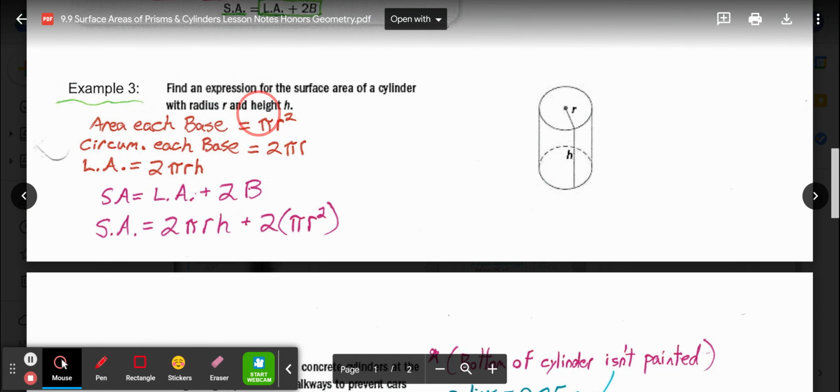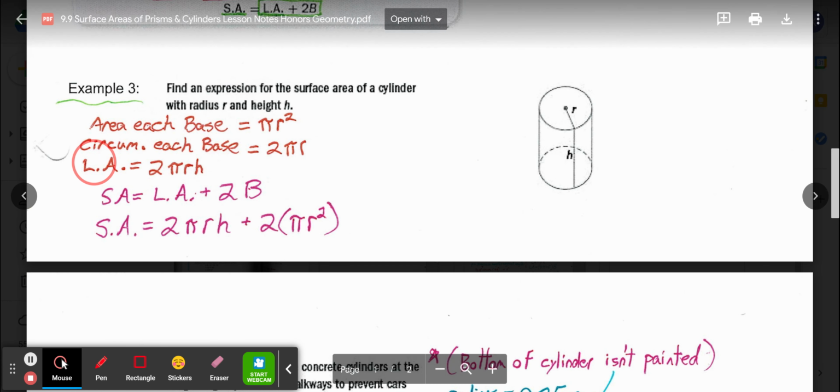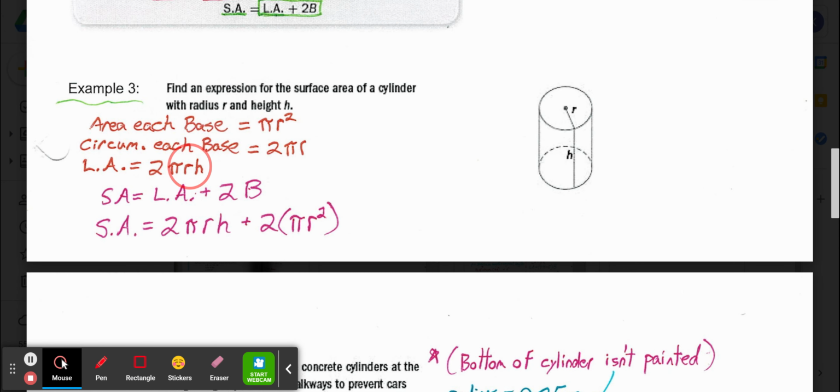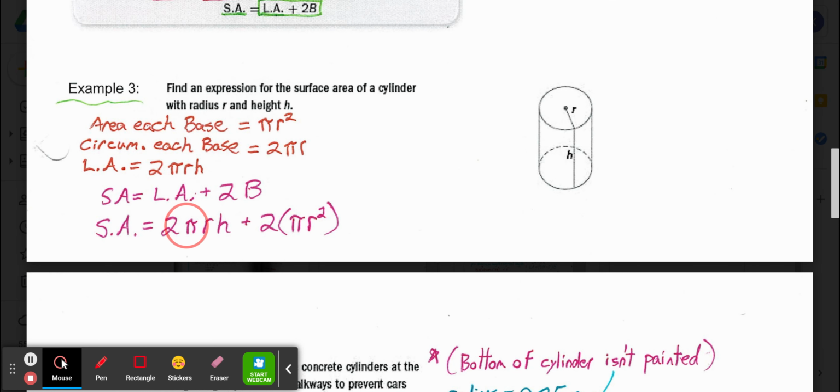Well, the area of each base is represented by pi r squared, area of a circle formula. The circumference of each base, in terms of r, not diameter, well, circumference of any circle is 2 times pi times radius. So our lateral area would be 2 pi r h, because the circumference of the base, perimeter of the base, times the height gives us lateral area, 2 pi r h.